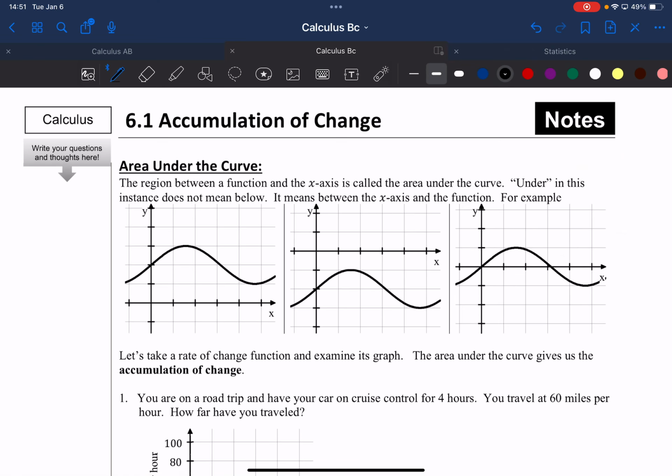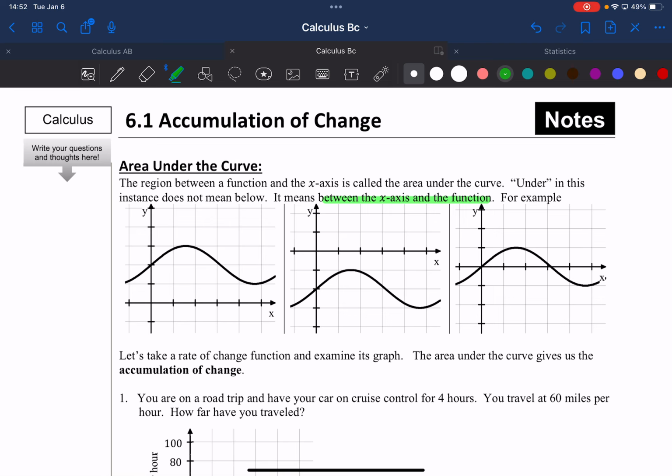Okay, note 6.1 is accumulation of change. So when we are talking about that, what we're talking about is the area under a curve. It says the region between a function and the x-axis is called the area under the curve. Under in this instance does not mean below. It means between the x-axis and the function. I would highlight that. Between the x-axis and the function.